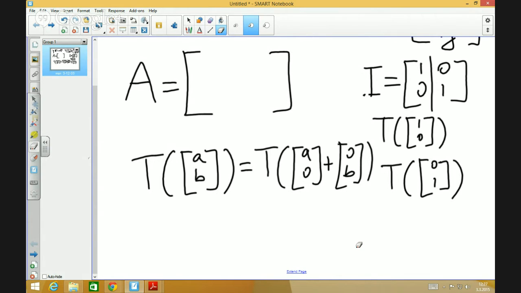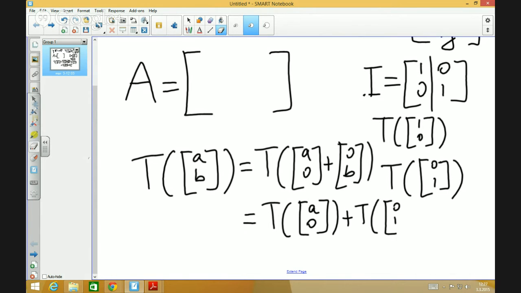Well, what is T applied to the sum of two vectors if T is linear? It's T applied to the first vector plus T applied to the second vector. That's one of the conditions that T must satisfy in order to be linear, isn't it?